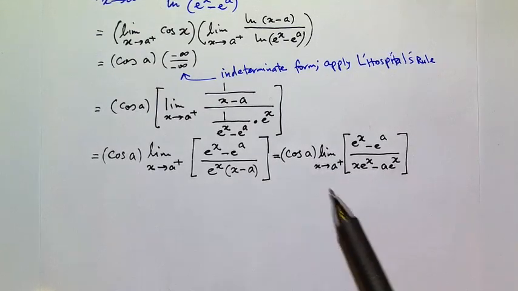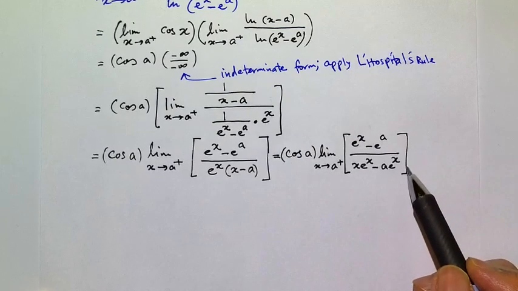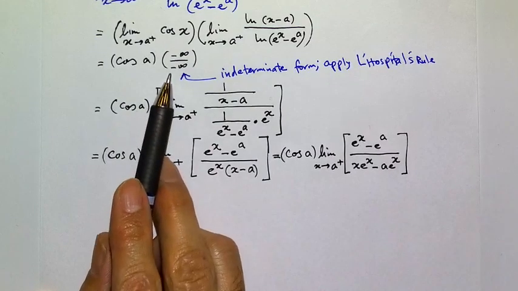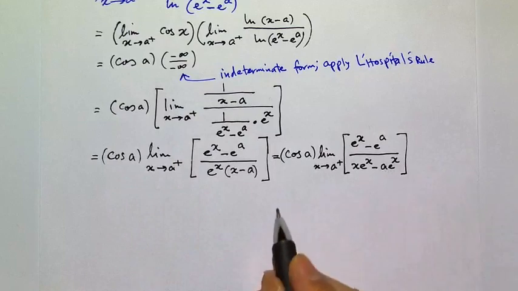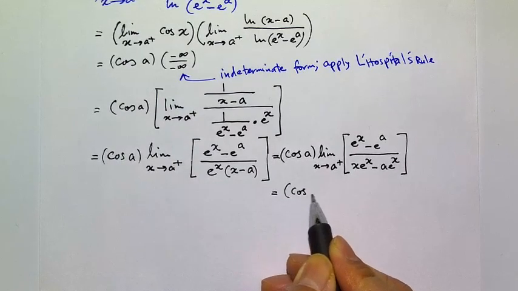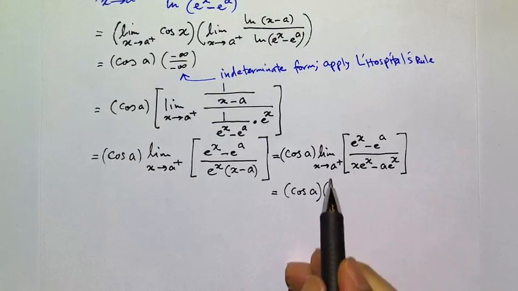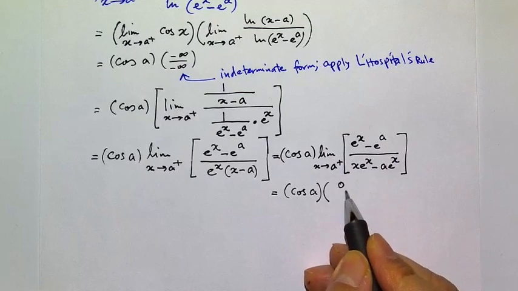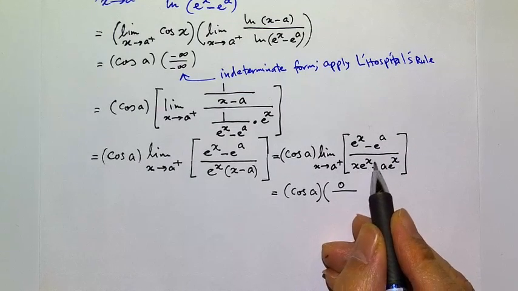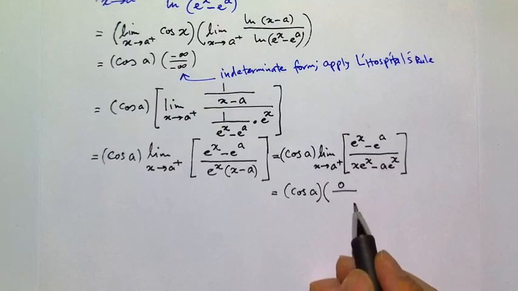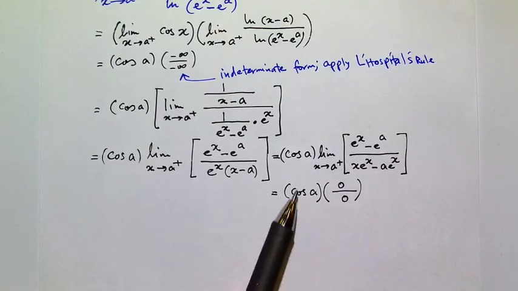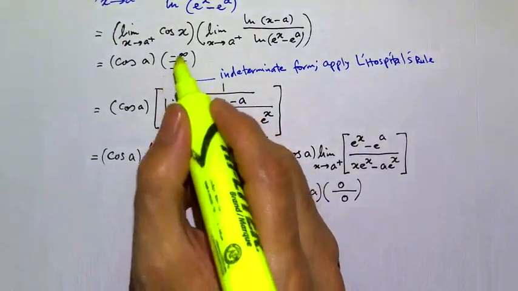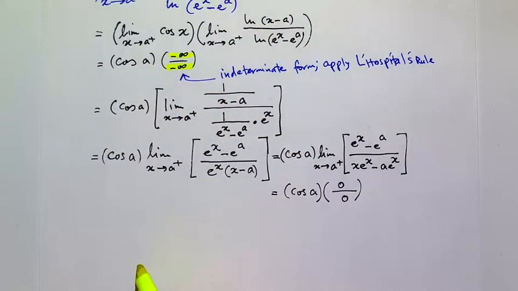Okay. So now, if we apply this limit to that, we will get an indeterminate form of a different form than that. So we will get, let me write that here, cosine of a times, plugging in a for x, we get e to the a minus e to the a, so we get 0 divided by a times e to the a minus a times e to the a. Notice that the first time, when we got the indeterminate form, it was of this kind.